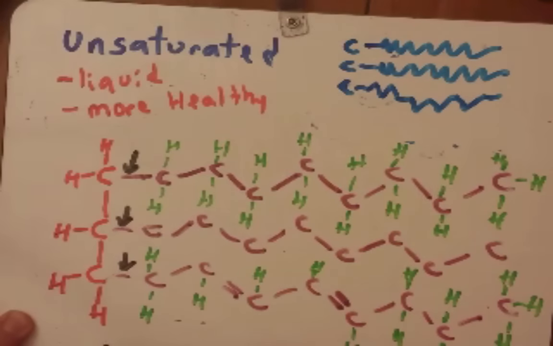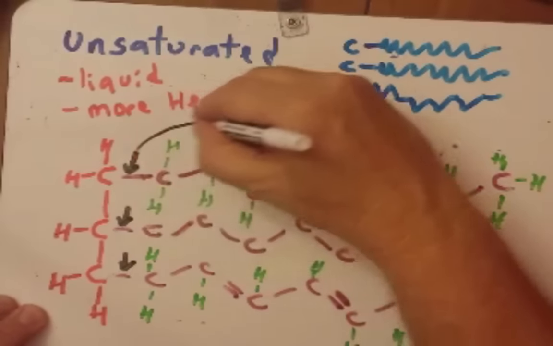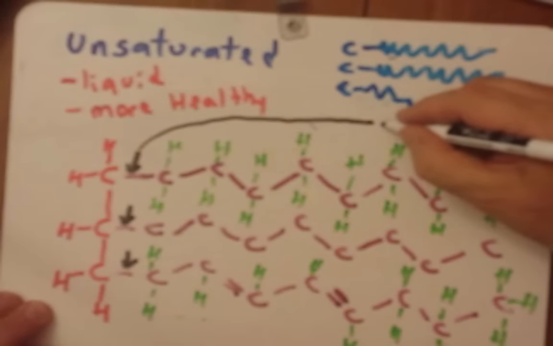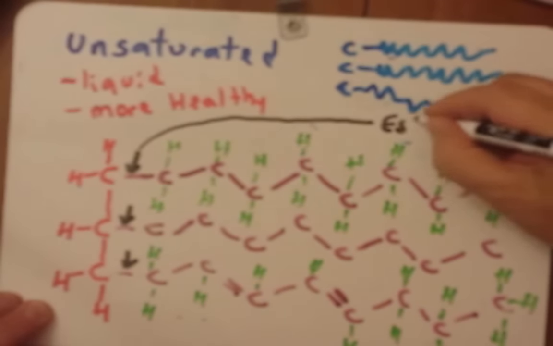I've drawn 3 black arrows here to signify the characteristic bond of fats. And these are, I'm going to draw it over here where I have a little more room, called ester bonds. E-S-T-E-R.